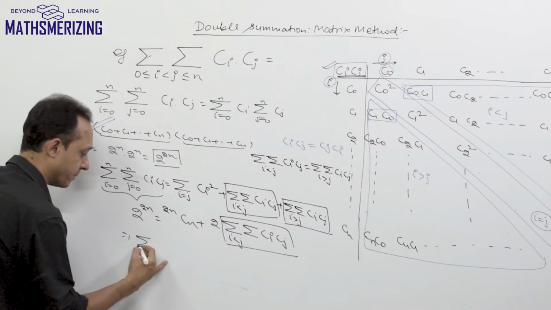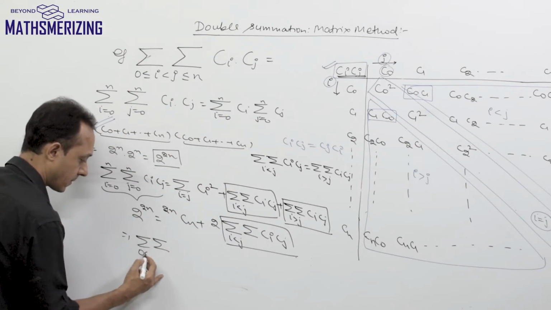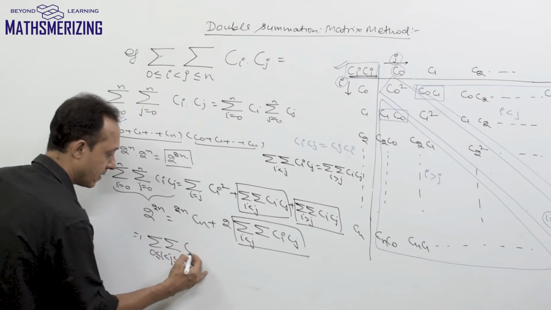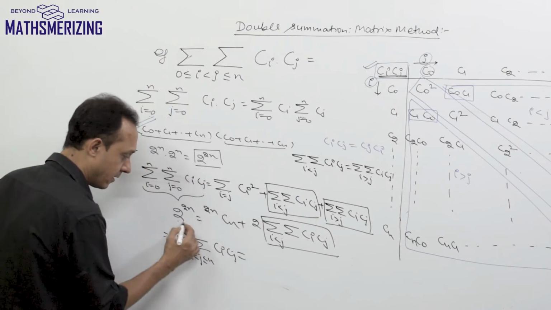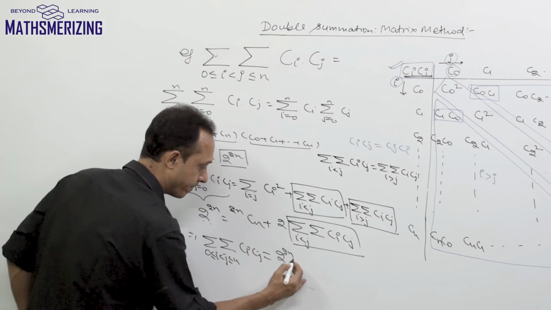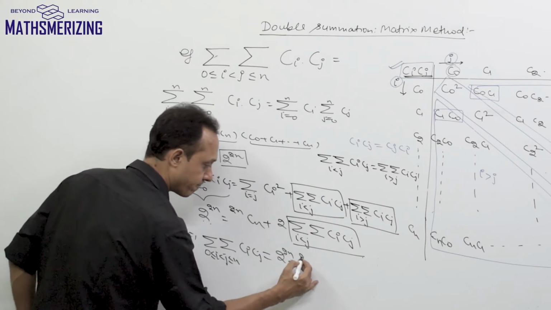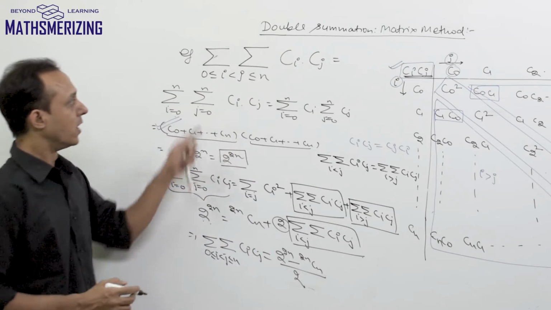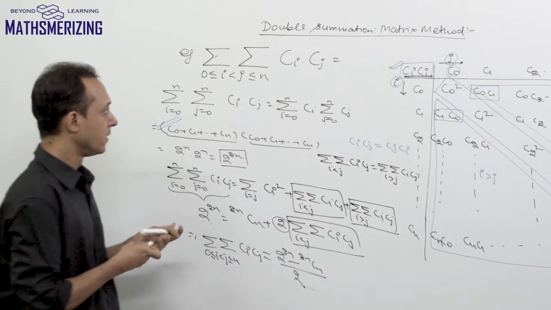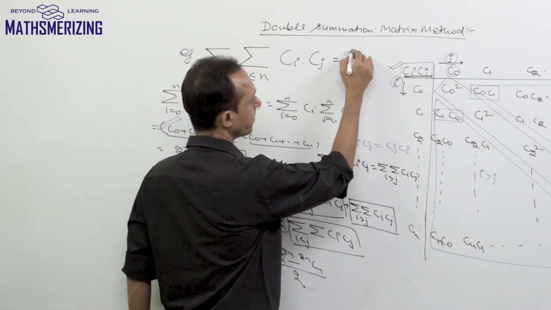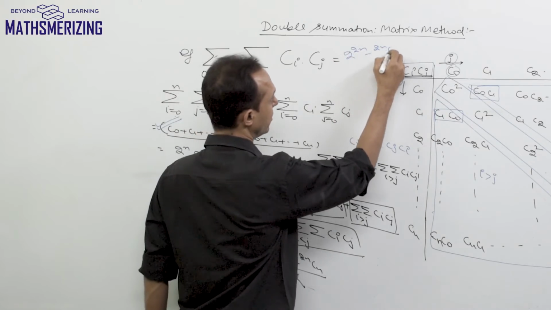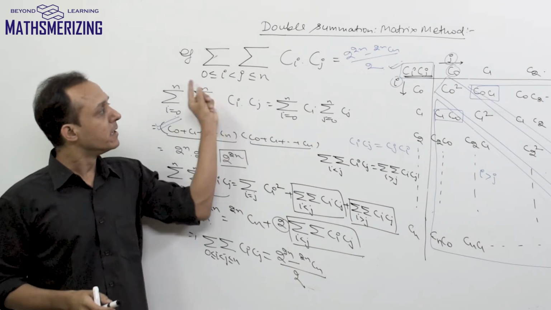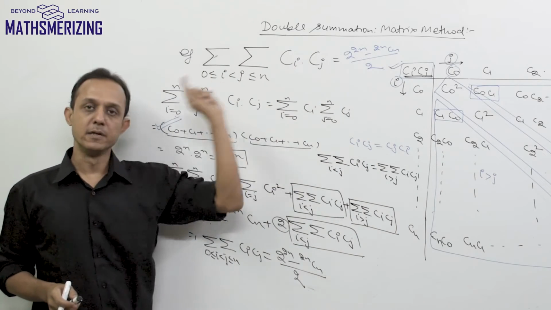So this double summation, i greater than 0 but less than j, less than or equal to n, Ci into Cj, will be 2 to the power 2n minus 2nCn, and then divided by 2. So the answer to this series is 2 to the power 2n minus 2nCn, divided by 2. We can find this double summation using the matrix method also.